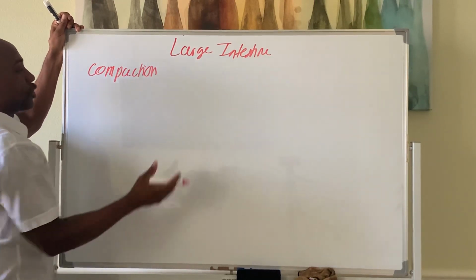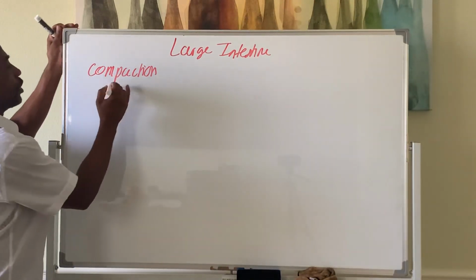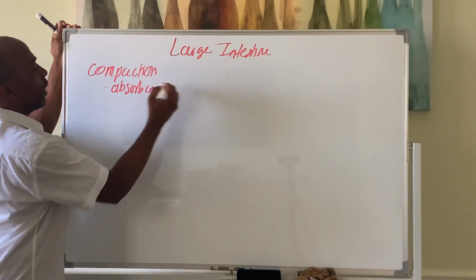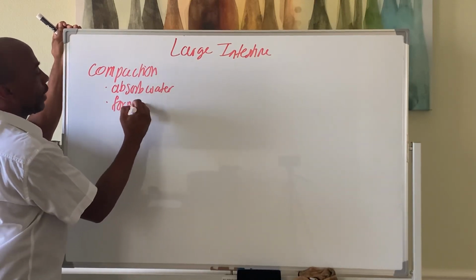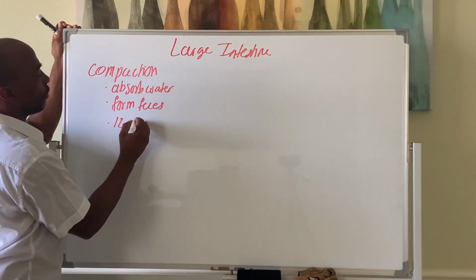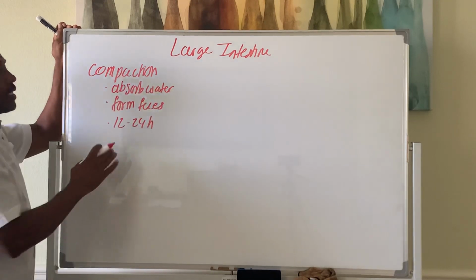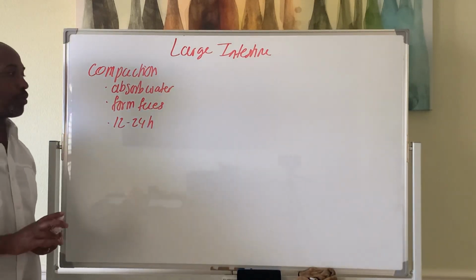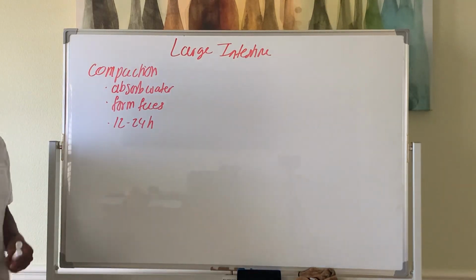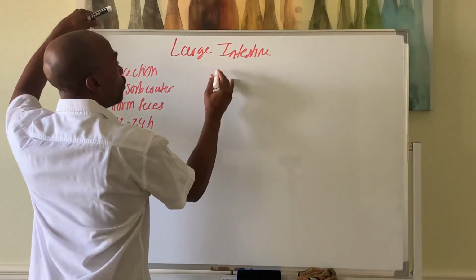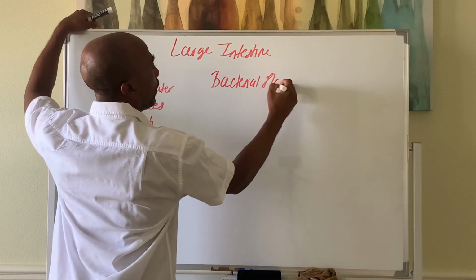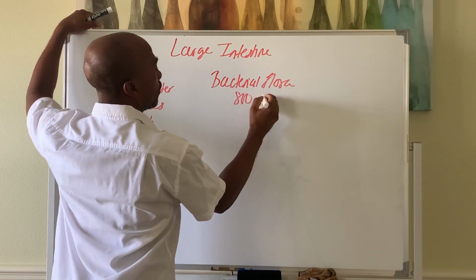Okay. So its job is to remove, to absorb water and form feces. Okay. It takes about 12 to 24 hours of processing in the large intestine to produce feces that will then be eliminated. So in the large intestine, you have around 800 different species of bacteria called the bacterial flora. Around 800 species of bacteria there.